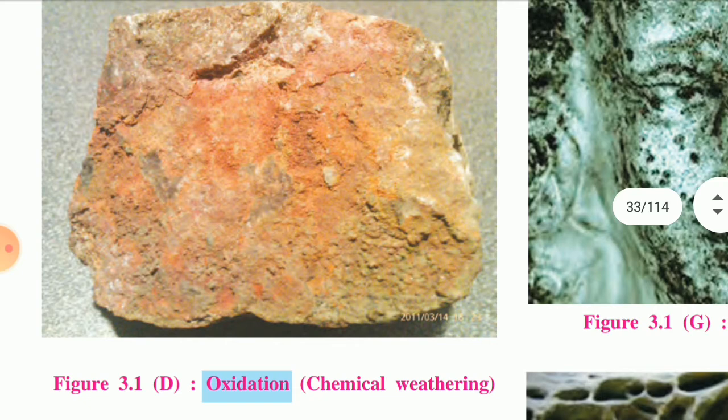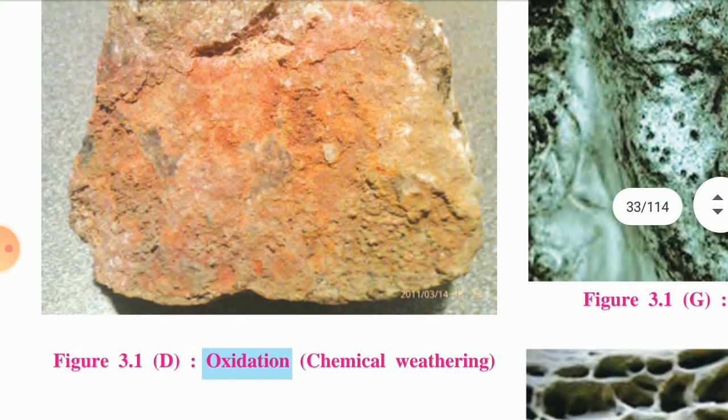You can see oxidation. Oxidation is a chemical reaction. So in oxidation, redox is a type of chemical reaction in which the oxidation state of atoms is changed. Transfer of electrons between chemical species takes place, and then the rock looks like this. There is no top layer over there. The color of the rock is red.